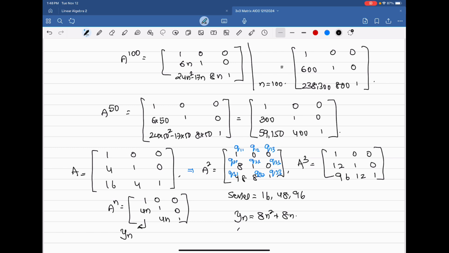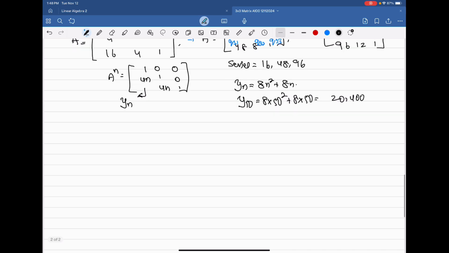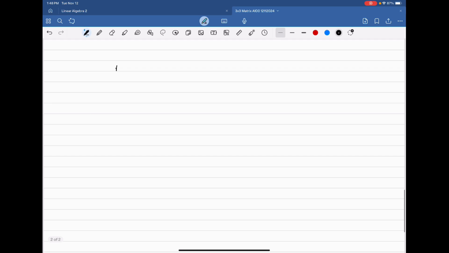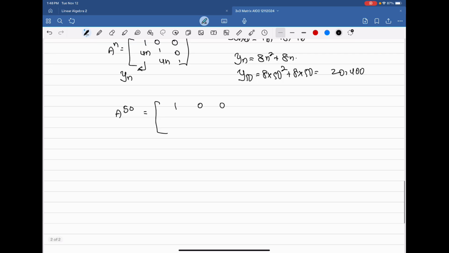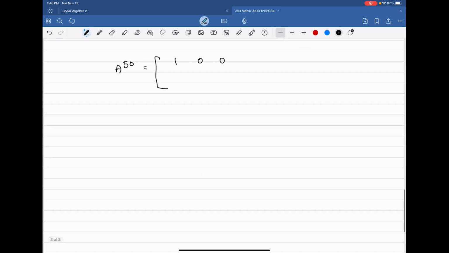What will be the value of y50? 8 into 50 square plus 8 into 50. What will be its value? 2500 into 8 is 20,000 and 8 into 50 is equal to 400. It will be 20,400. Then what is the final a to the power of 50? Final answer: a to the power of 50, 100, 4n, 4 into 50 is 200.